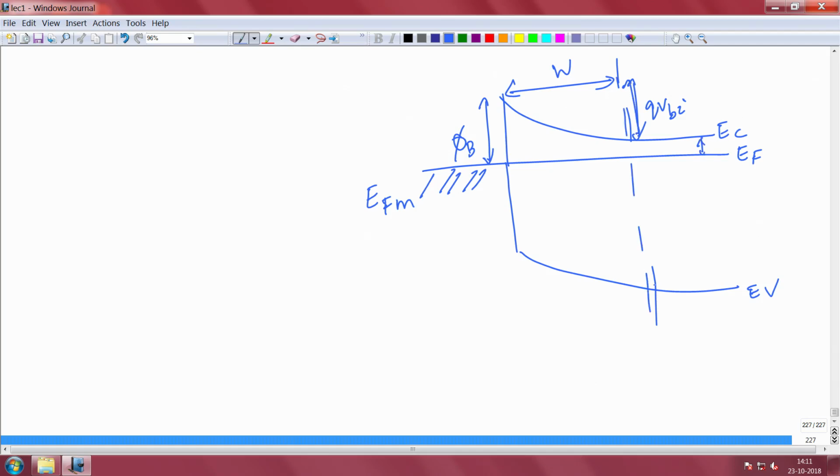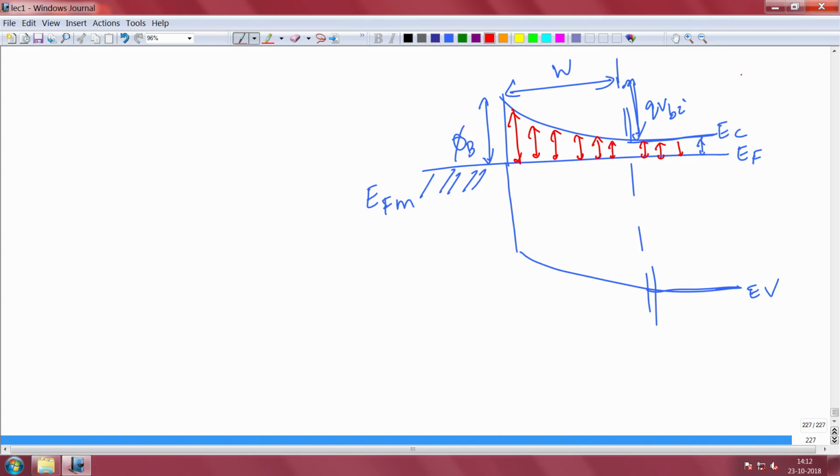Okay. Please remember that this region is flat, there is no field here, this is the neutral region, and the EC minus EF is constant here, but is not constant here. Okay. Please remember that. And this is a Schottky junction to an n-type semiconductor. You might as well make an ohmic contact to an n-type semiconductor by having the work function of the metal lower than the work function of the semiconductor. You can make an ohmic type contact, but here we are talking about a Schottky type contact, right.